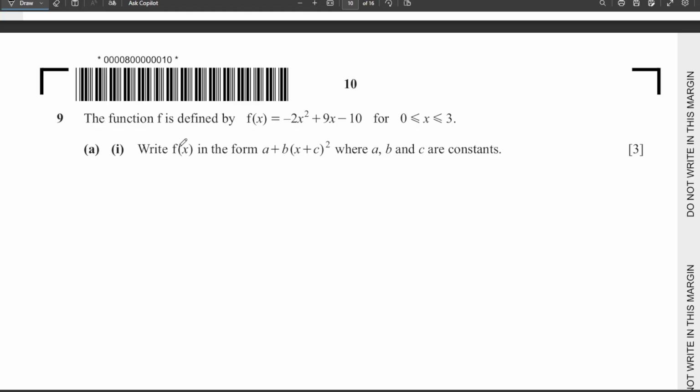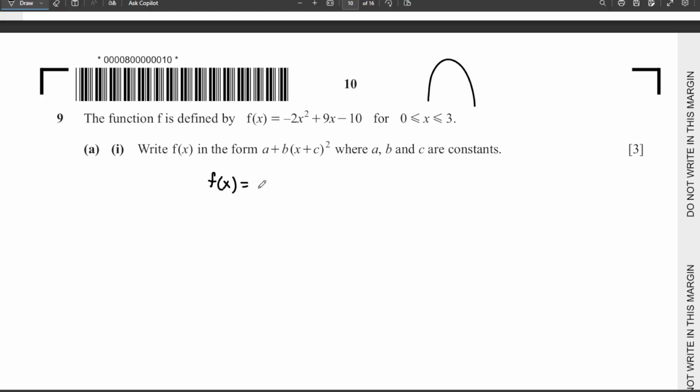Function f is defined by a quadratic. It's a quadratic with a negative coefficient on the x squared term, so it's a frowning face, this shape. Given the domain of x from 0 to 3, write it in the completing the square form. Okay, let's do that.